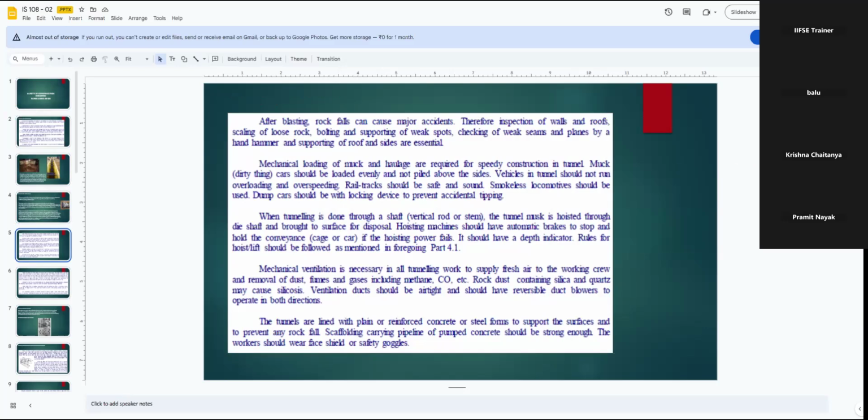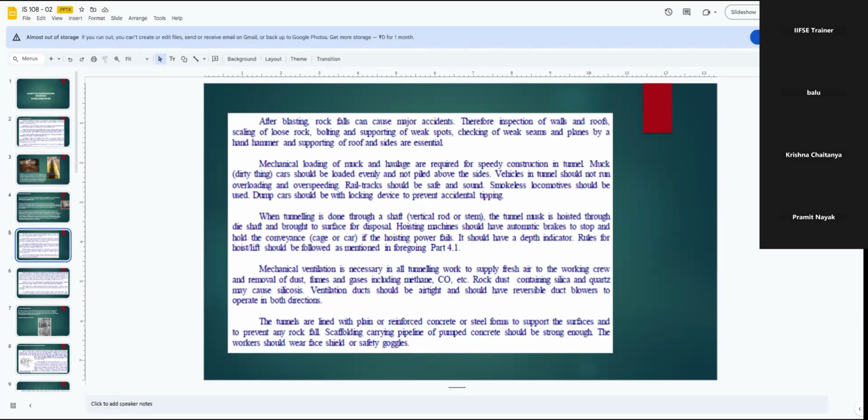So we'll cover from here, an extension to yesterday's session. As we saw before tunneling, for the initial setting up of the tunneling machine, we do blasting. Rock falls can cause major accidents. Therefore, inspection of walls and roofs, scaling of loose rocks, bolting and supporting weak spots, and checking of weak seams and planes by hammer or any supporting of the roof side are essential.